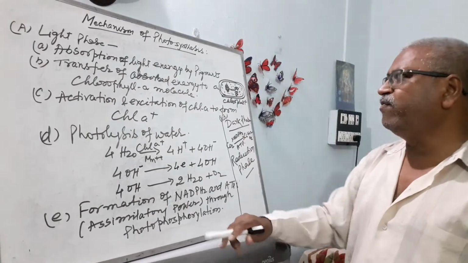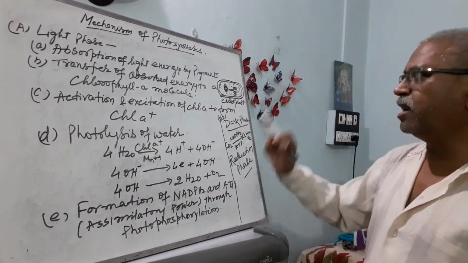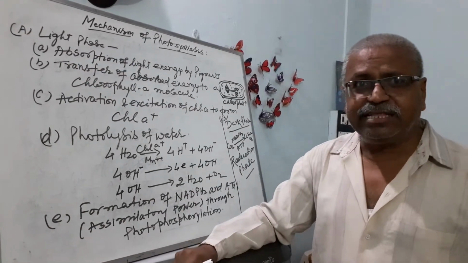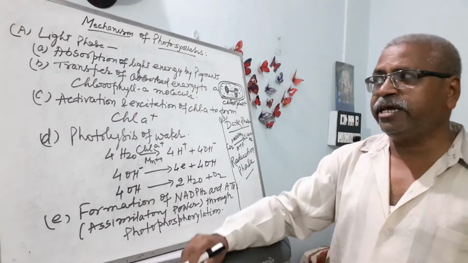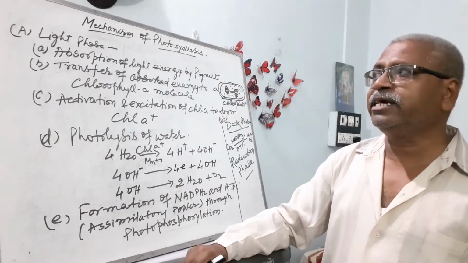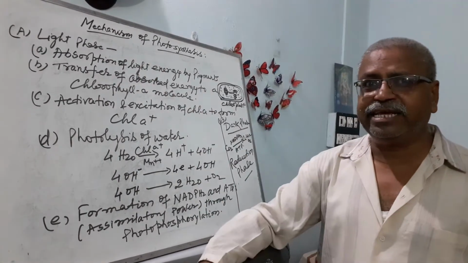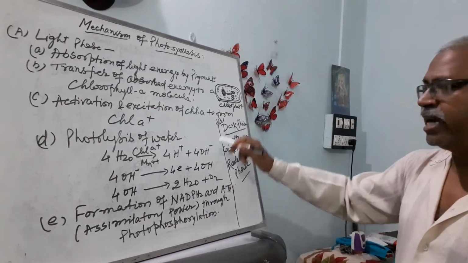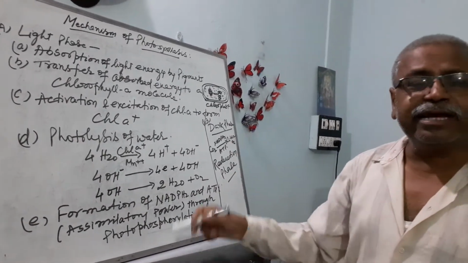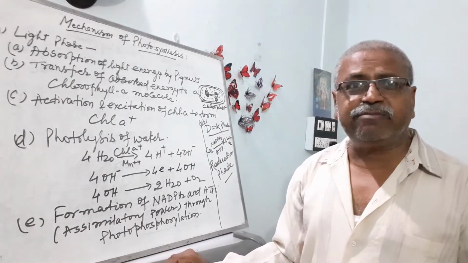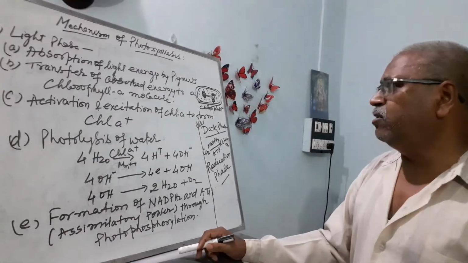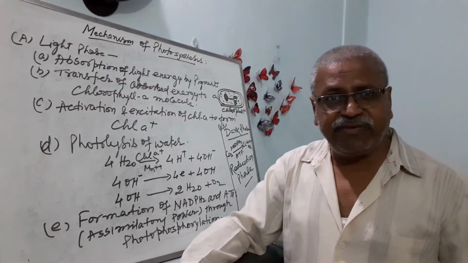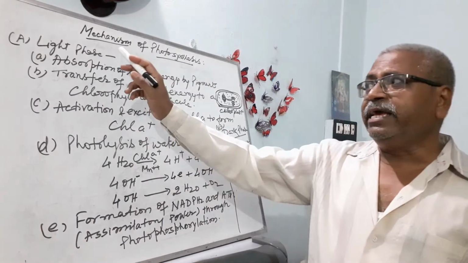First phase is the light phase and second phase is dark phase. As the name implies, the steps of the light phase occur only in presence of light, and the reactions of the dark phase can occur even in absence of light. Now I come to the point, what happens in light phase.